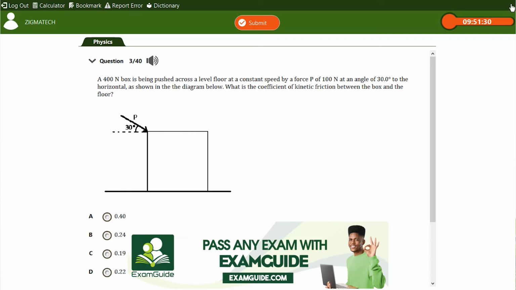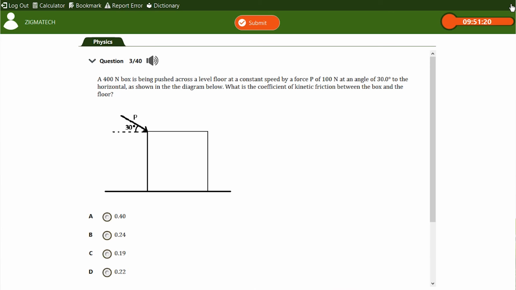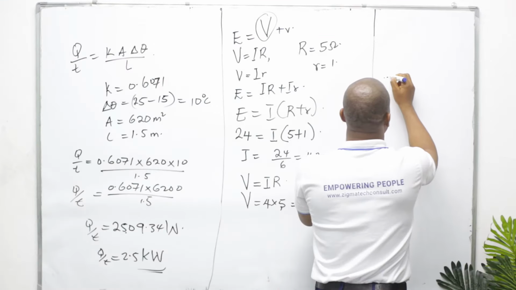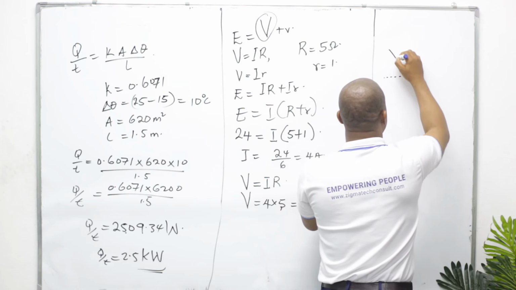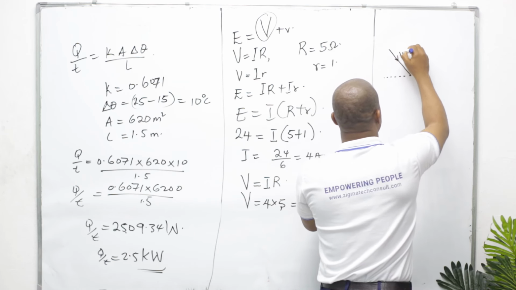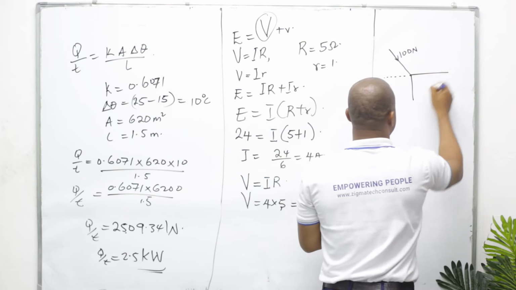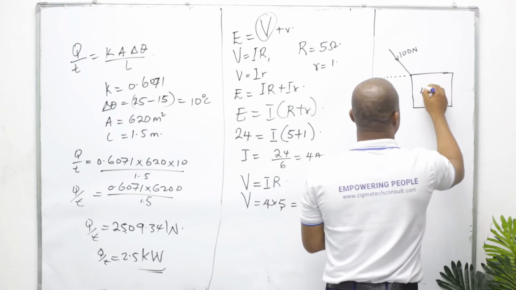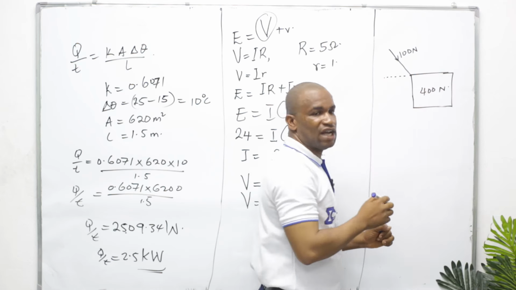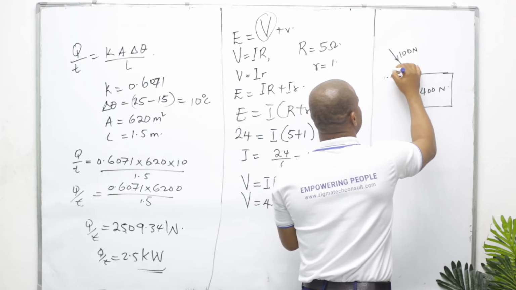Alright, in this number 3, he said a 400 Newton box is being pushed across a level floor at a constant speed by a force P of 100 Newton. So what I'm going to do is, this is a horizontal, and this is P, and this P is given as 100 Newton. And it's pushing this body, which is 400 Newton, at an angle of 30.